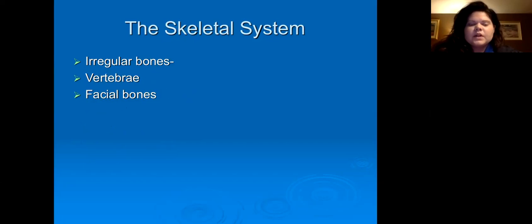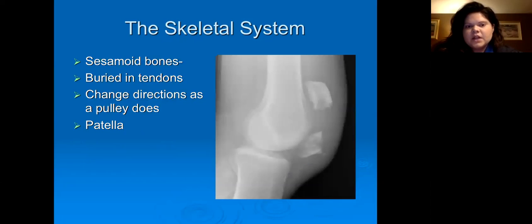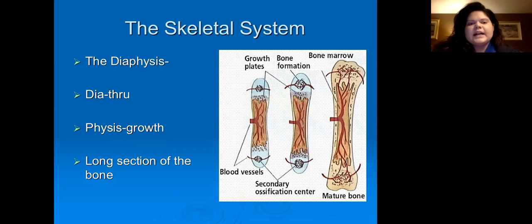Irregular bones, examples of those are your facial bones. Sesamoid bones, they're going to be buried in tendons. They can change direction as a pulley does. So think of the patella when you think of bones that are sesamoid. Some more terminology, the diaphysis.